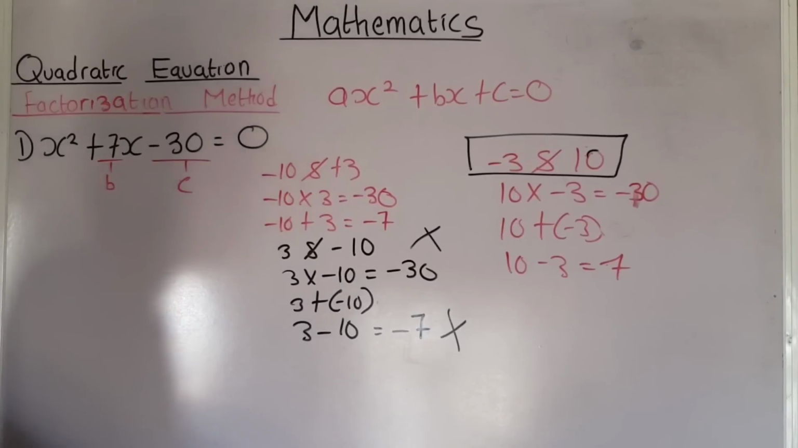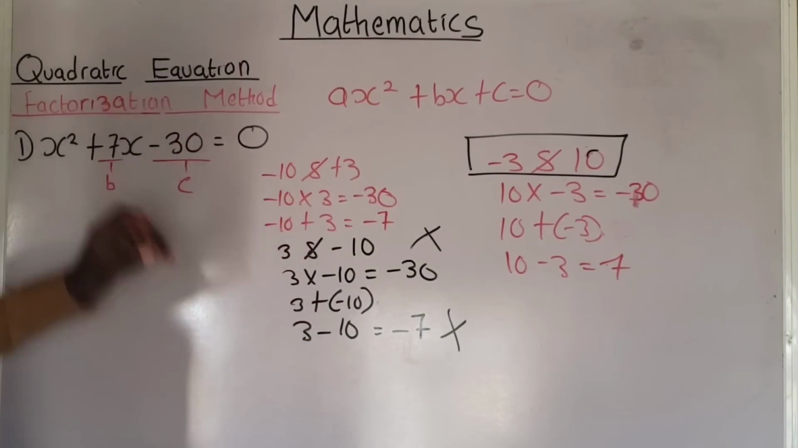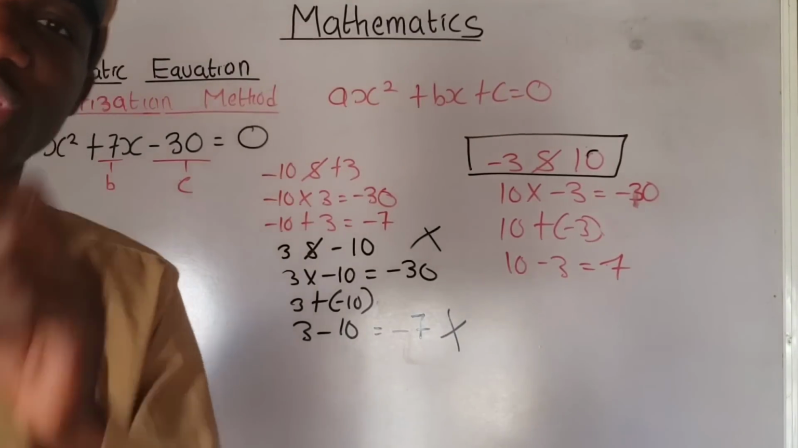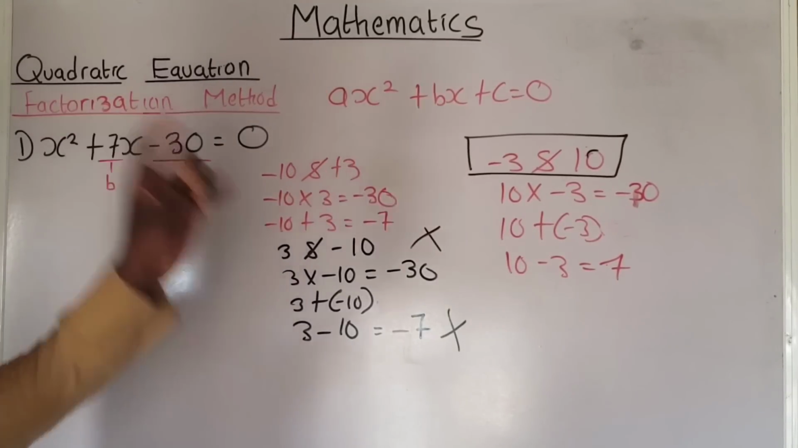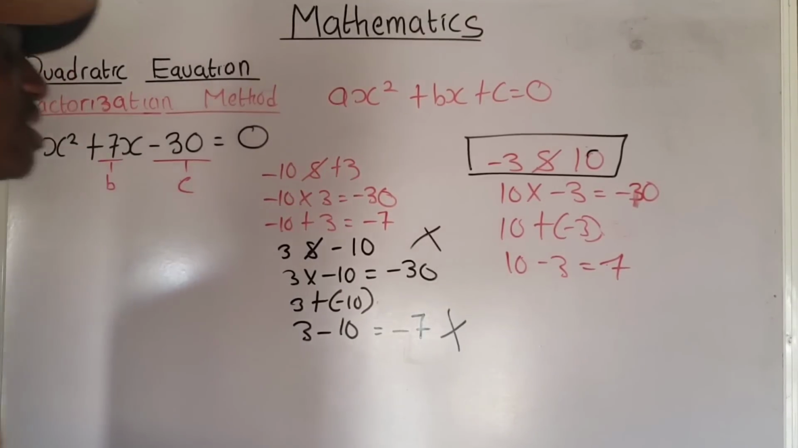You must be very, very vast with this. You can see that by the time I take the product of negative 10 and 3, I actually got negative 30. But when I sum it together, it doesn't give me plus 7. Hence, I'm not going to use it. Those two numbers, their product must give us the constant term, and their sum must give us the second term, which is B. In this case, it is positive 7.